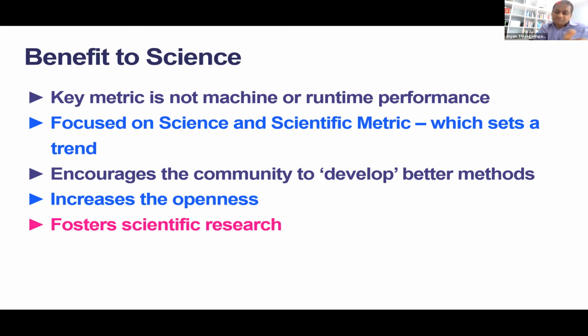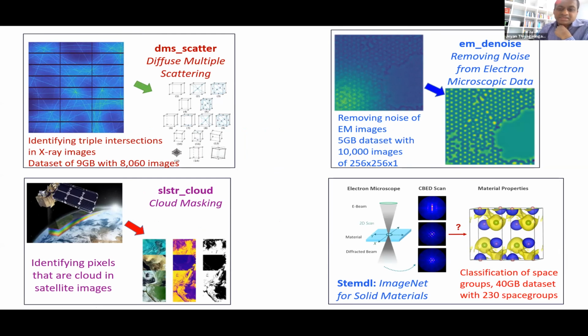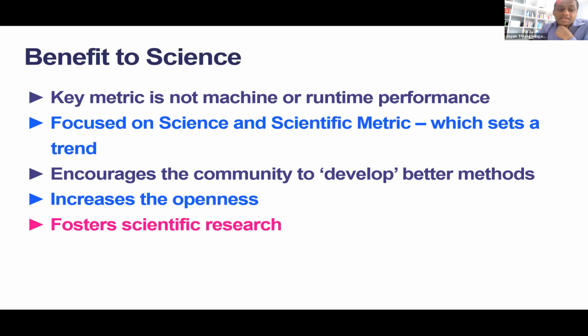Now, all of a sudden, we start to look at the science side of the space. It's quite interesting, partly because it encourages the community to come up with better methods. For example, if you were to come up with a technique for denoising electron microscope images, someone might come back and say, I have a better technique than the baseline method. And of course, it's openness, because we are very much in the open space, and it fosters scientific research as well.